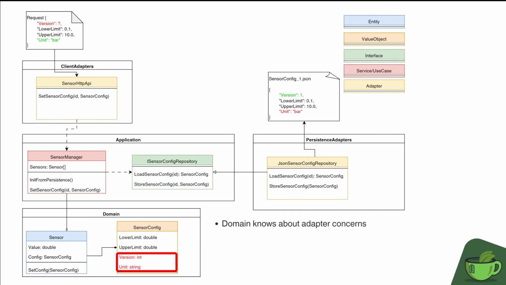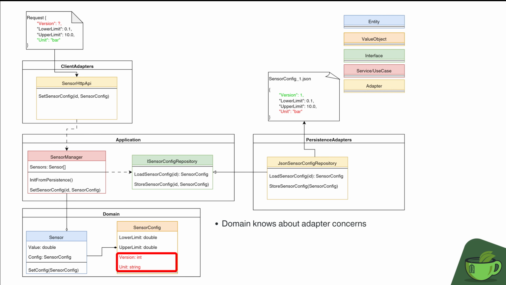So let us assess the situation. The domain now knows about adapter concerns. Even though the dependency arrows still all point inwards, I consider this a violation of the dependency rule, at least on a semantic level. The domain has no use for those two new fields and, quite frankly, shouldn't care about them. Of course, you could make the point that annotating the domain struct for JSON serialization was the actual violation of the dependency rule. And honestly, I would totally agree on that.